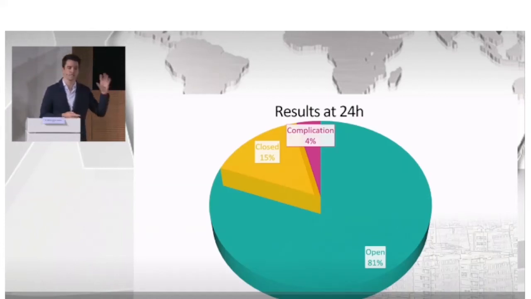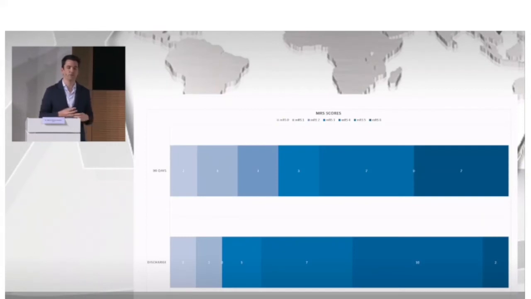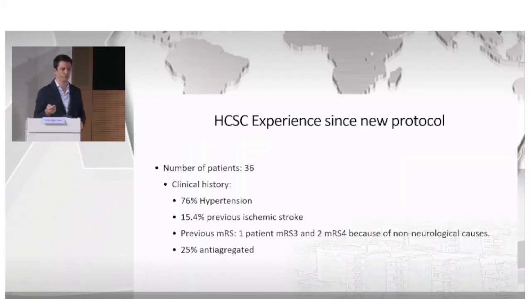Results at 24 hours, 81% of the stents open, 15% of them closed, and we have only this complication. And these were the ranking scores at discharge and at 90 days. We are talking about a 35-37% ranking 0 to 2 at 90 days. So it's a little bit lower than what we used to have, but don't forget, these are not selected patients. These are all the patients with a TICI 0 that we know can have some kind of improvement. So we are not putting in low ASPECTS, we're treating cases that we believe are going to work.